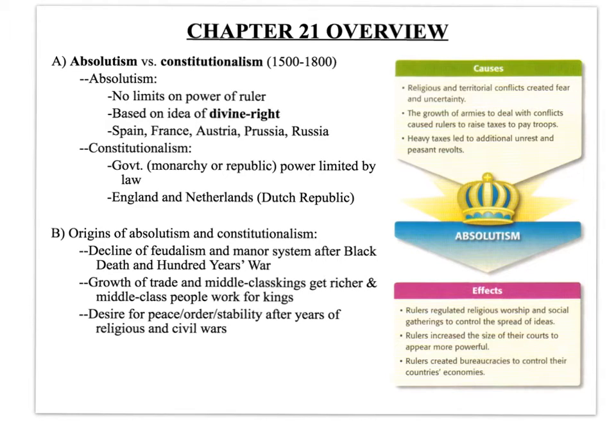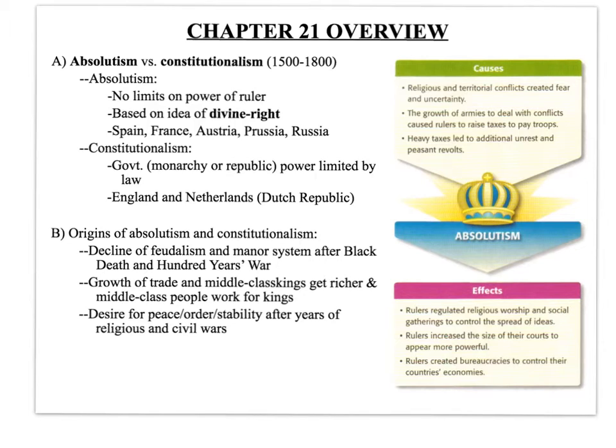Okay, so in this chapter, chapter 21, we're talking about two forms of government that showed up in Europe starting around 1500 and lasted until about 1800 with the American and French revolutions. And those two things were absolutism and constitutionalism.